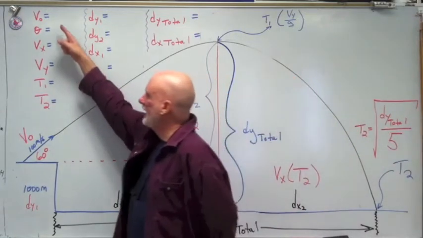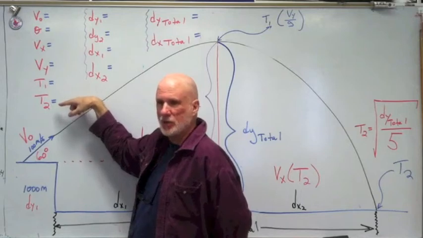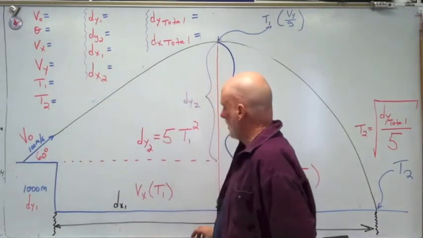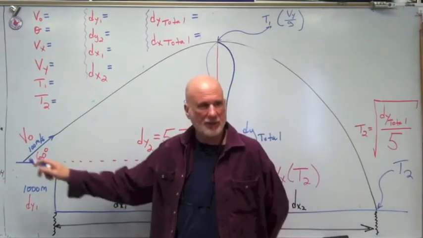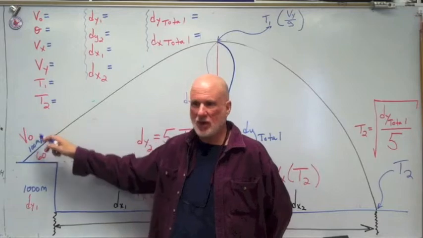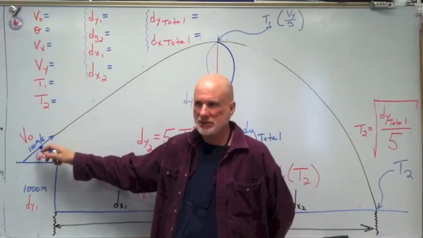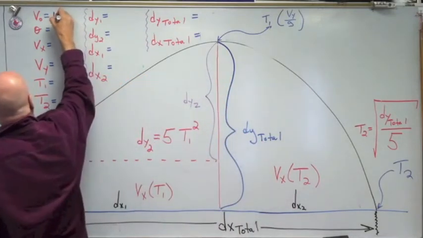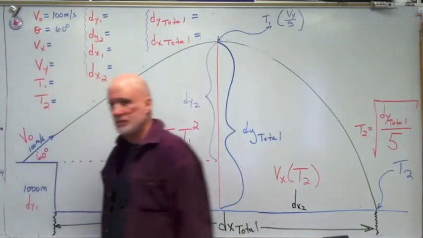Here are the various values we're going to solve for. Now, we have to know what's given. What's given is simply 100 meters per second is V0 at 60 degrees from the horizontal. So we can put that in. 100 meters per second, 60 degrees.